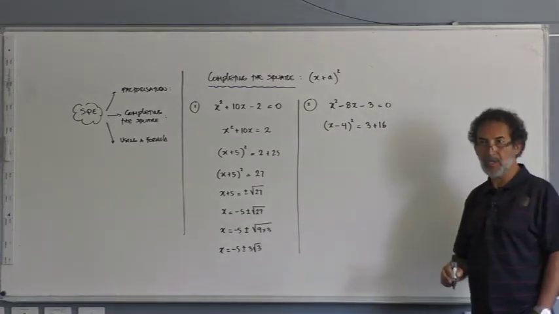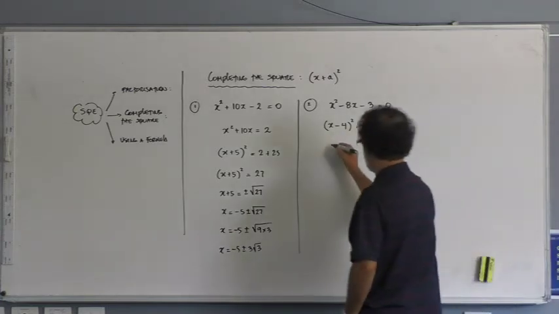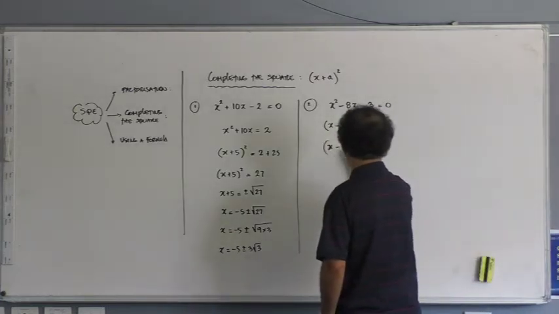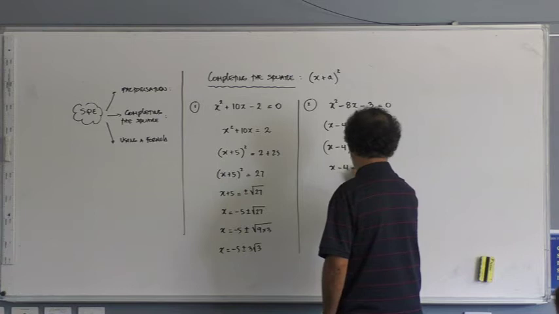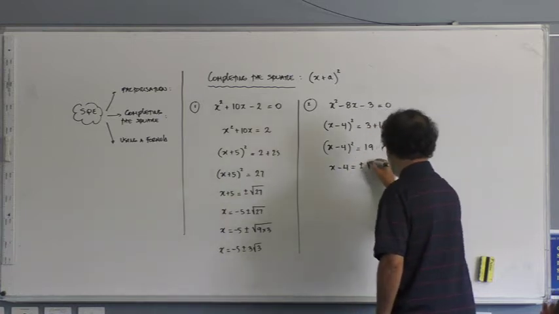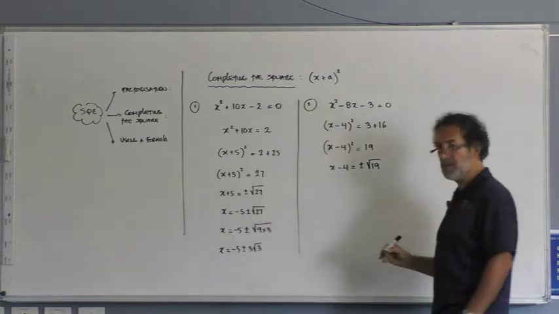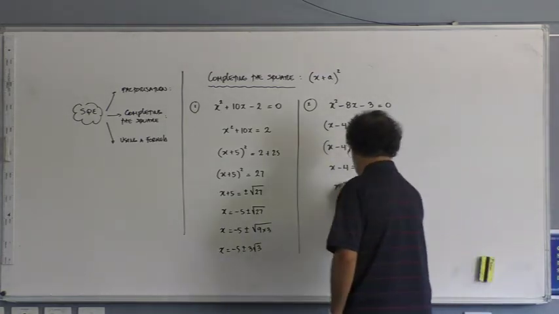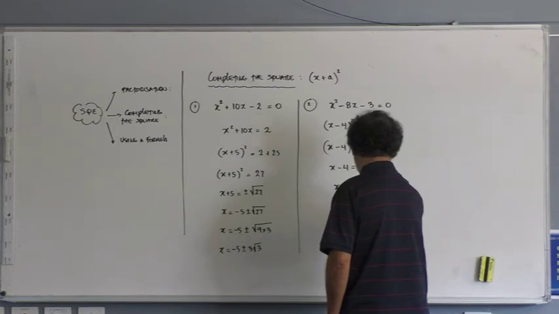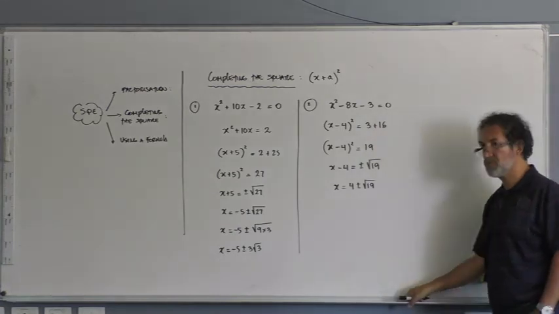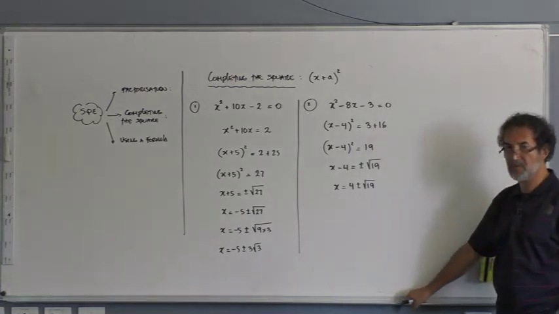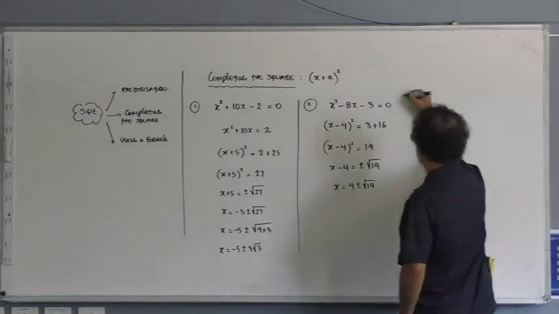And then that's it. We have that x minus 4 squared is equal to 19, and therefore x minus 4 is equal to plus or minus the square root of 19. And then we have that x is equal to positive 4 plus or minus the square root of 19. And this is an irreducible square root, so we just leave it like that. Right? Okay, Rhiannon? Okay. All right.